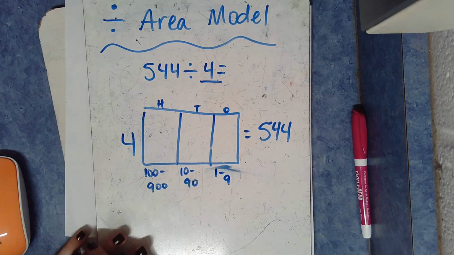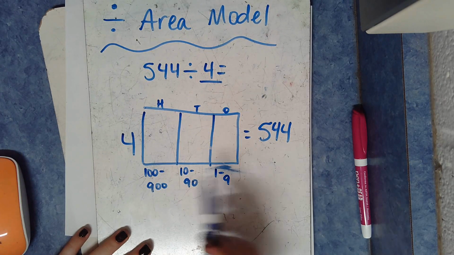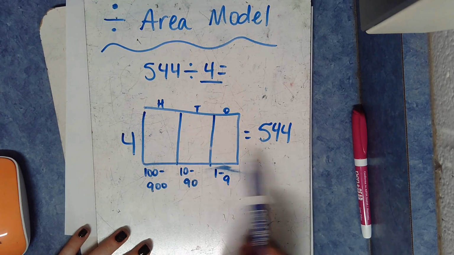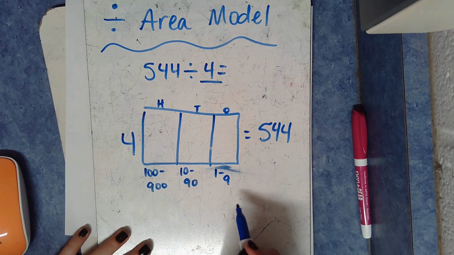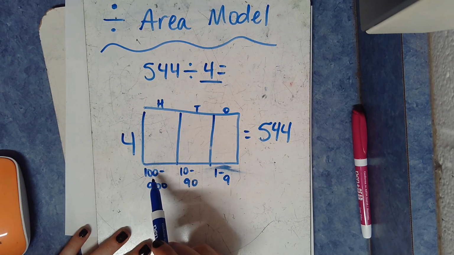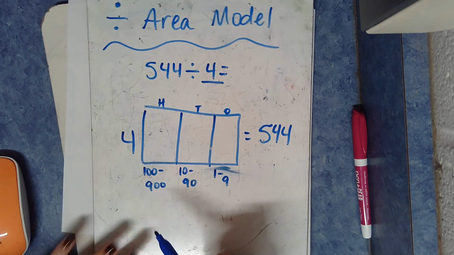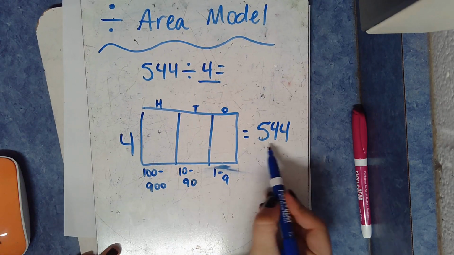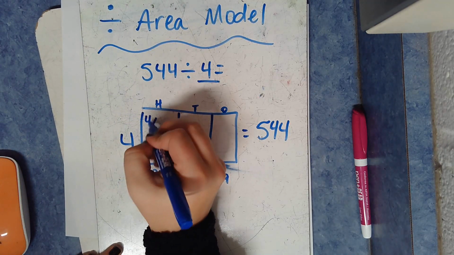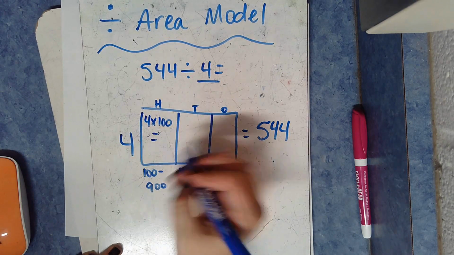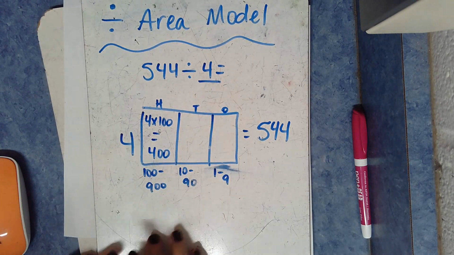I'm going to start with this hundreds box. So 4 times what hundred gets me closest to 544? We know 4 times 100 is 400. If I did another 100, so 4 times 200, that would get me over. That would be 800. So my first box is pretty easy. 4 times 100 equals 400.